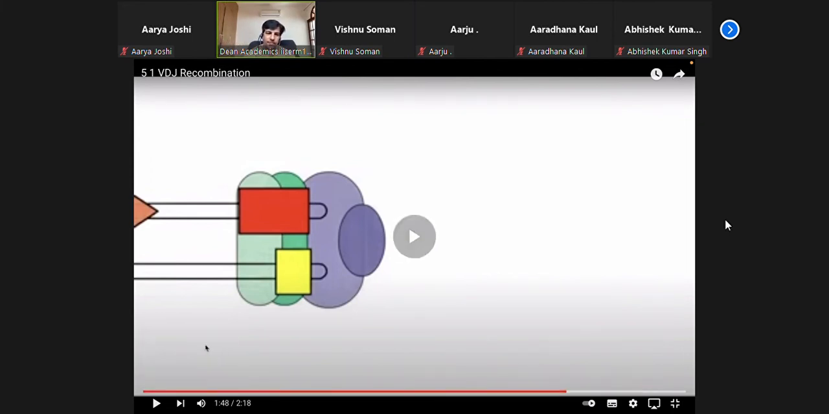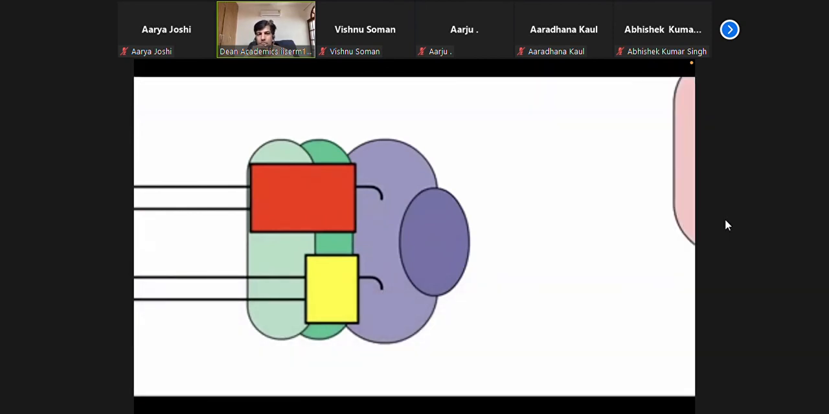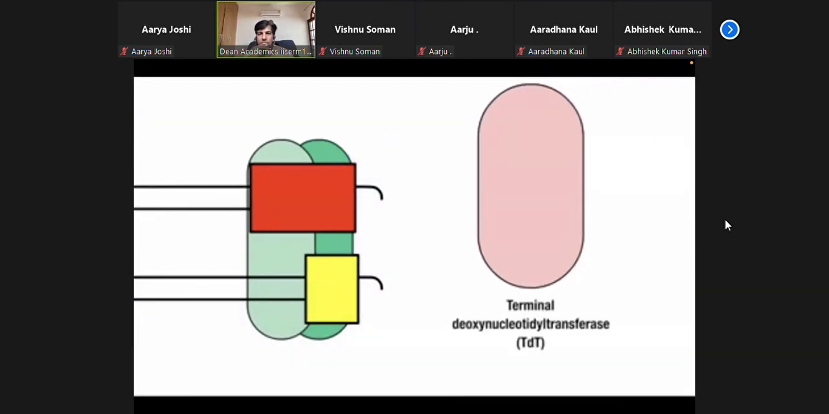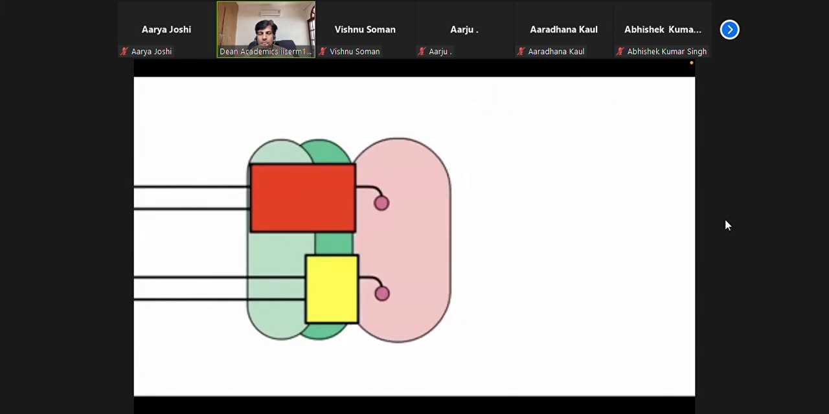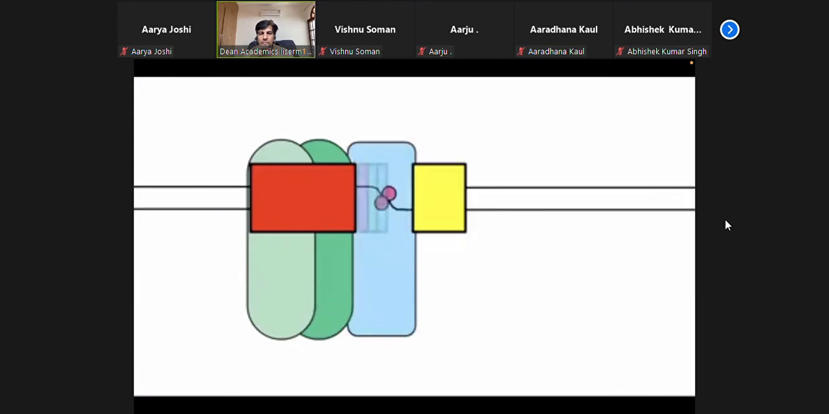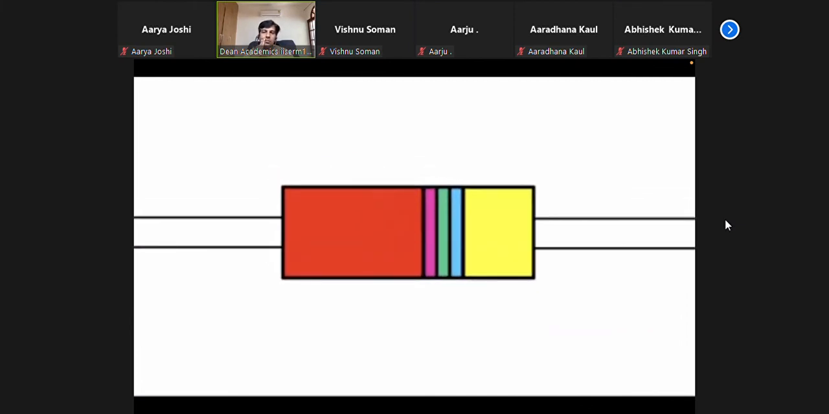Hairpins at the ends of the gene segments are then cleaved. An additional enzyme, terminal deoxynucleotidyl transferase, or TdT, is recruited and adds additional nucleotides to the ends of the DNA strands. The other enzymes in the complex ligate together the two ends of the gene segments, completing the recombination process.